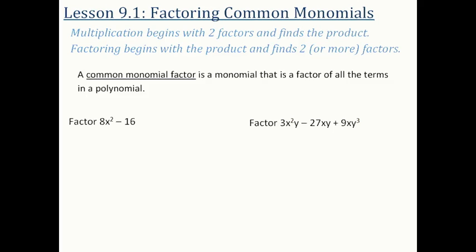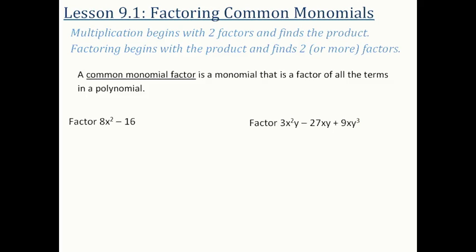So the first thing we're going to do is factor common monomials, and all that is finding a common factor in each of the terms. A common monomial factor is a monomial that is a factor of all the terms in a polynomial. So we're going to figure out the common monomial, and we're going to factor that out.